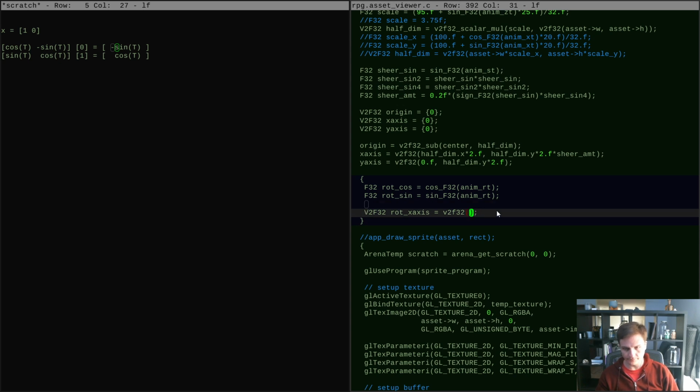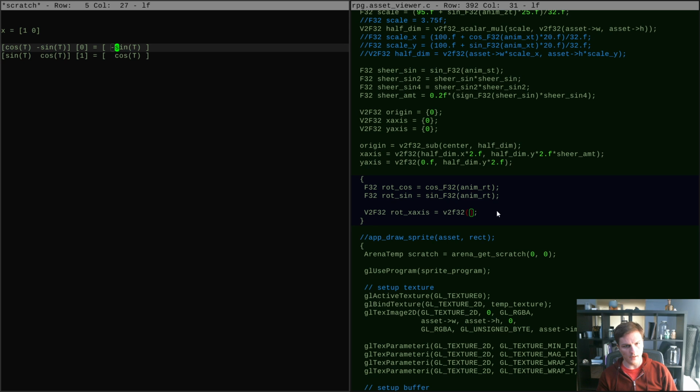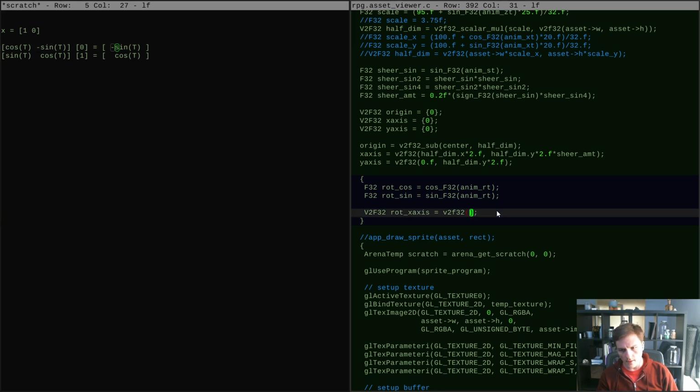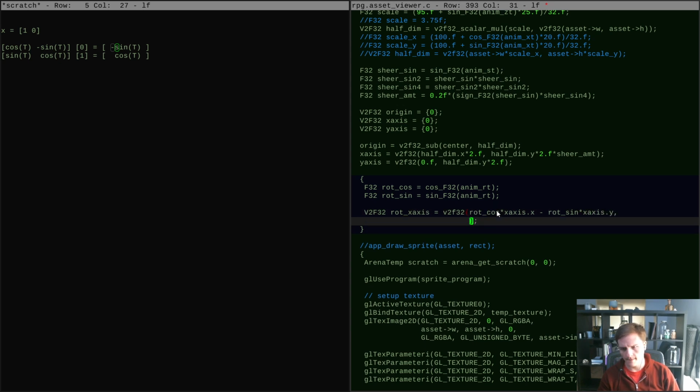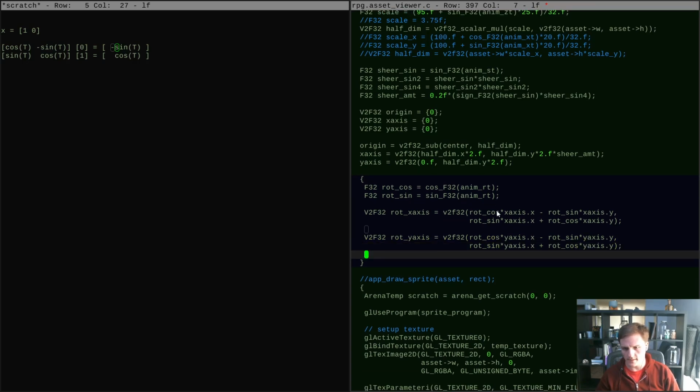Then I have to do the new x-axis, which is rot cos times x-axis dot x, minus rot sine times x-axis dot y, rot sine times x-axis dot x plus rot cosine times x-axis dot y. And the x-axis gets replaced with the y-axis in the same formula.